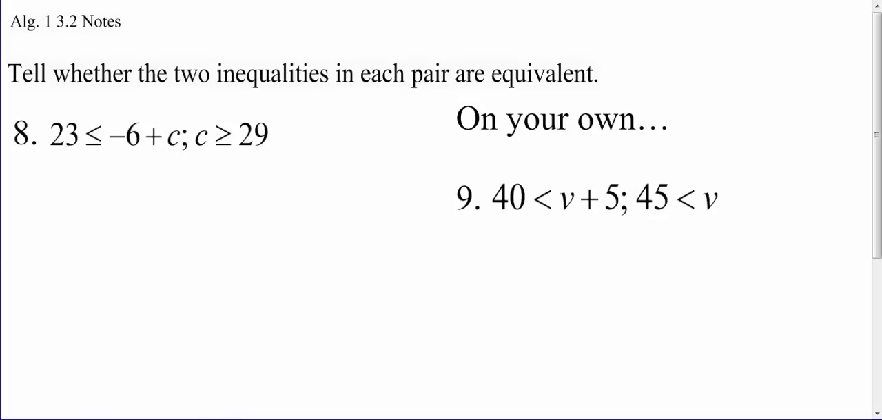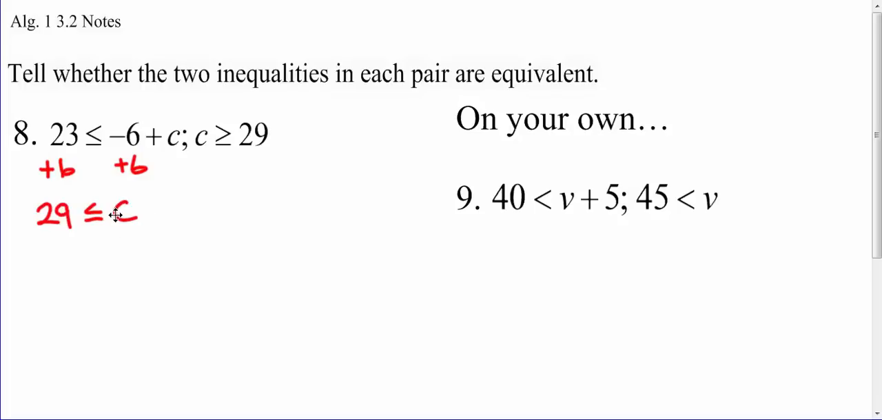All right, one more slide. This is kind of an interesting topic. It's asking, are the two inequalities in each pair equivalent? So what I'm going to do is just simply look at the first one. 23 is less than or equal to -6 plus c. I want to get c by itself. So I'm going to add 6 to each side and just rewrite it as it is. 29 is less than or equal to c.